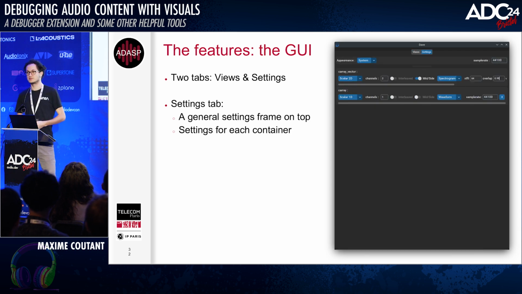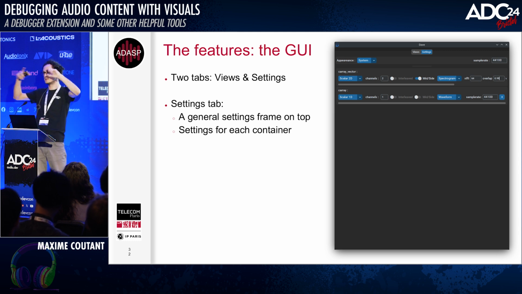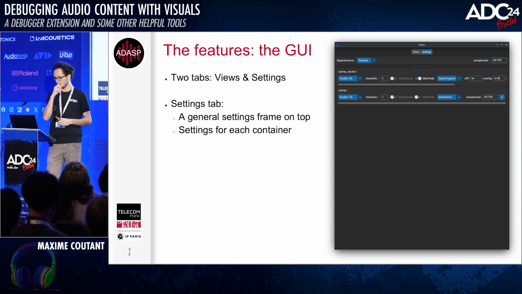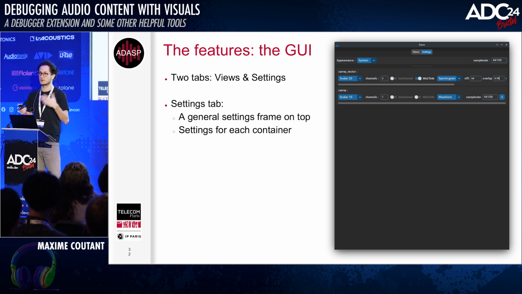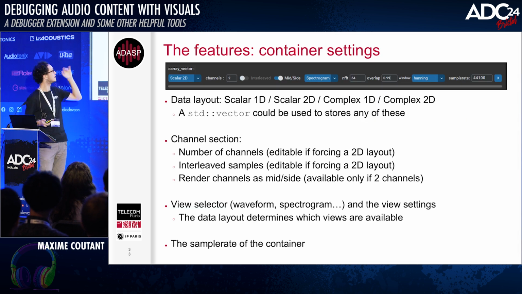Now, the settings tab. The settings tab is composed, on the top, of the global settings and then a frame of settings for each container that is in scope. In the global settings, you have the appearance, so dark or light mode, and the default sample rate. And for each container, let's dive a bit into that.